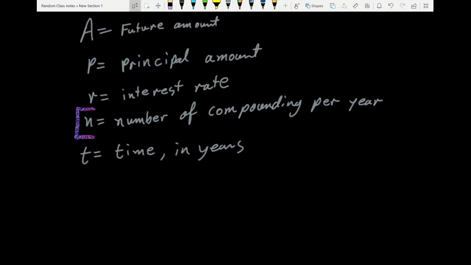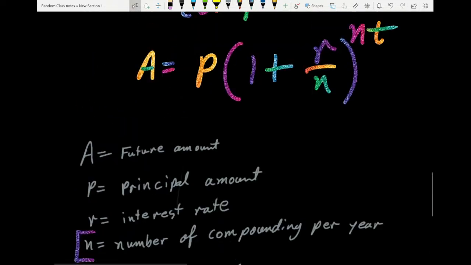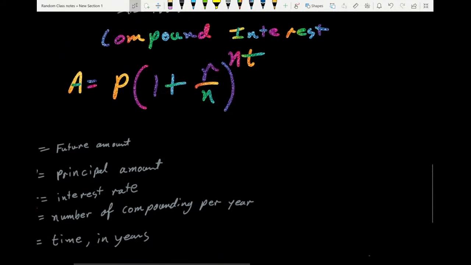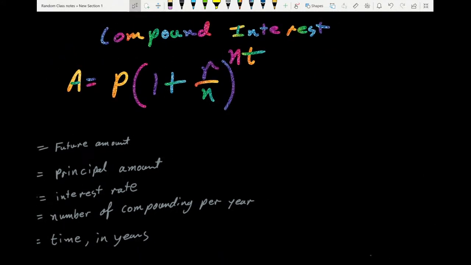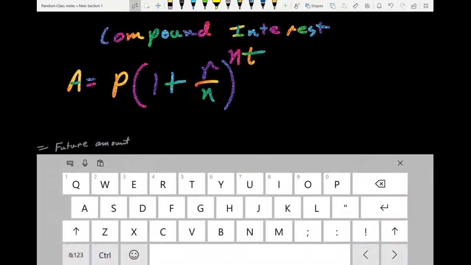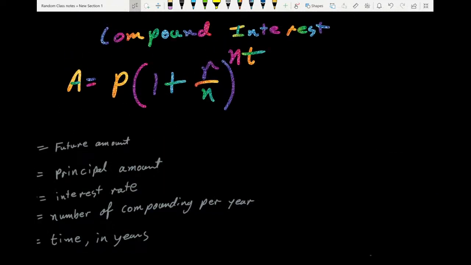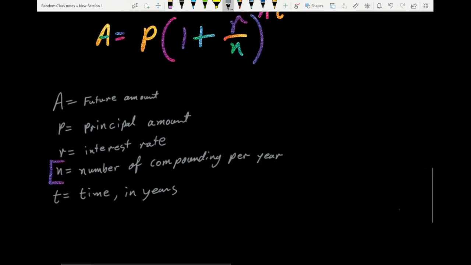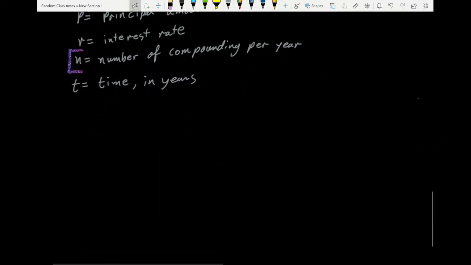So this is the part where you have to know how to use the calculator. If you have the Casio FX115, you could use that, or the Google calculator too, and then you have to put the fraction symbol in there. So the hardest part, as I was talking about, is this right over here: number of compounding per year.